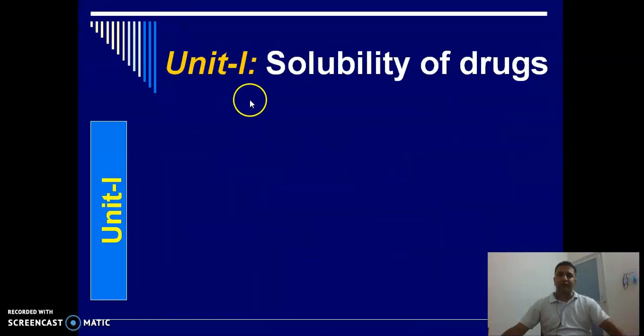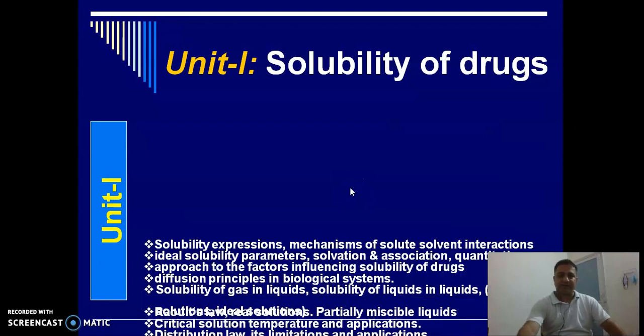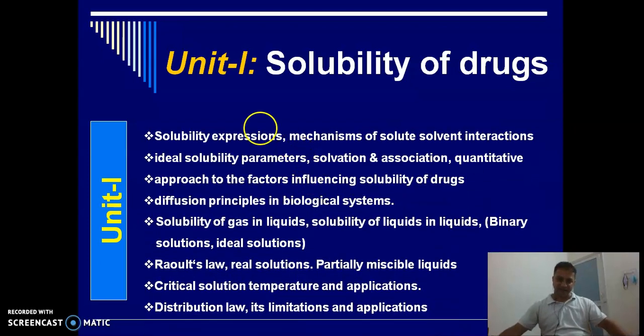Now, Unit 1. Unit 1 is solubility of drug, which contains the following topics: solubility expression, mechanism of solute-solvent interactions, ideal solubility parameters, solvation and associations, quantitative approach to the factors influencing the solubility of the drug.